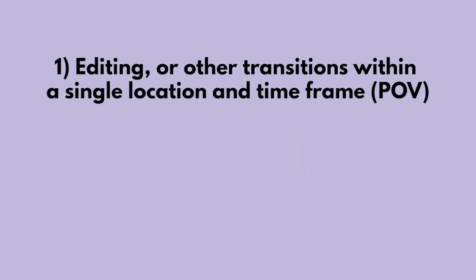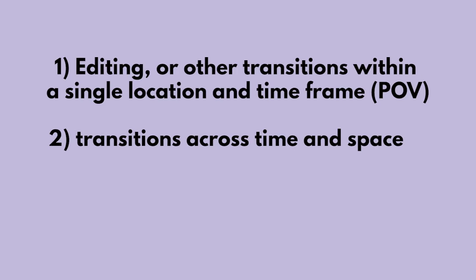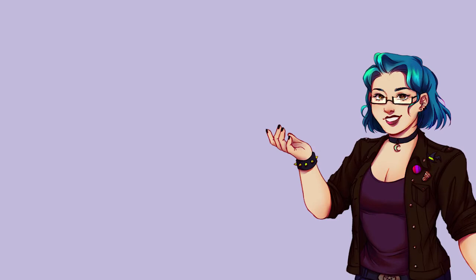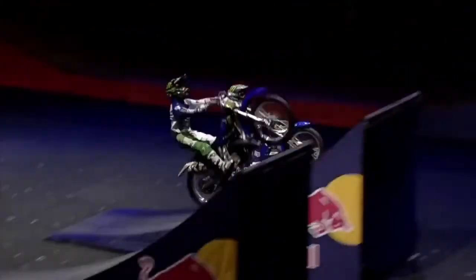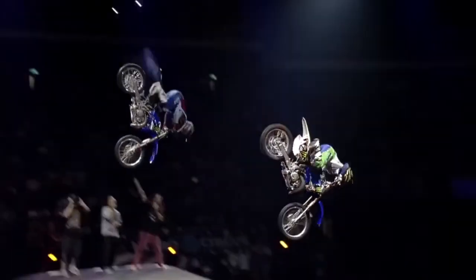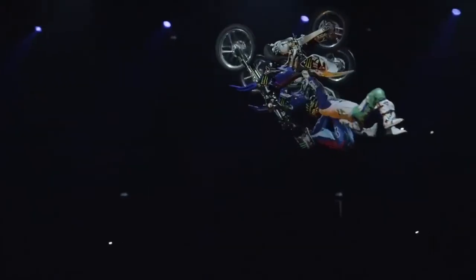1. Editing, or other transitions within a single location and time frame, also including POV, or point of view. And 2. Transitions across time and space, which we'll discuss in a future video. For now, we'll look at some devices that work across a single location and time frame. How does that help give meaning? Well, it can create a coherent image by using various partial views of the same thing from different angles.